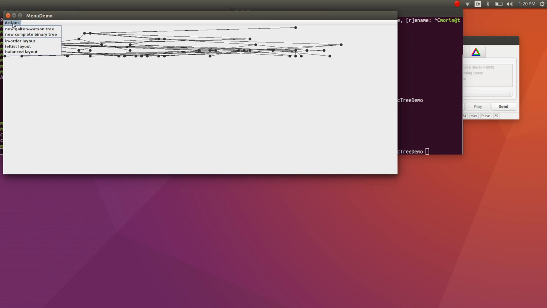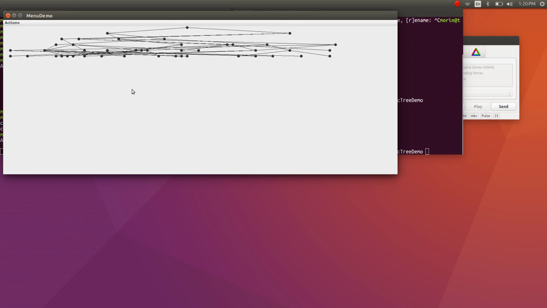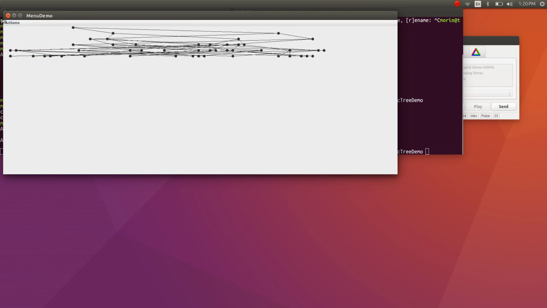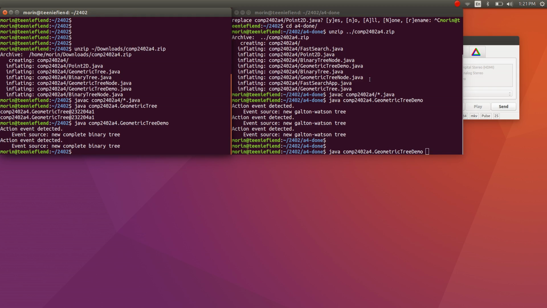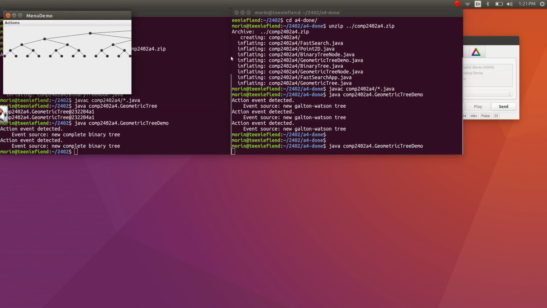Let's take a new complete binary tree. There's a drawing of that complete binary tree. I'll tell you what it's doing. It's assigning y-coordinates based on distance from the root. You can kind of see that. But the x-coordinates are actually assigned at random, so the tree has all kinds of crossings and garbage in it. So you need to do something other than that. And there's two kinds of trees: complete binary trees, and these things called Galton-Watson trees, which are sort of random trees. So let's take a look at those in a version that actually works.